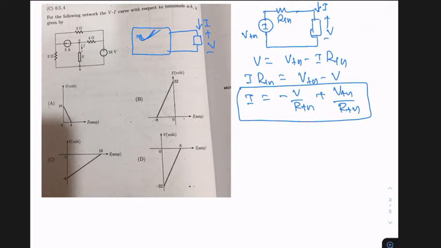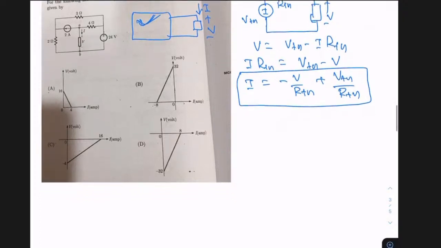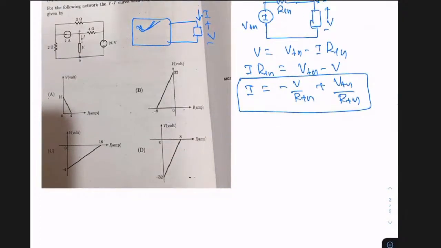So in this case, how do you get it then? Let me first try to get the value of RTH. Now, if you try to get the value of RTH, it's the network which has only independent sources. So what will I be doing then? All the independent sources I'll be deactivating.